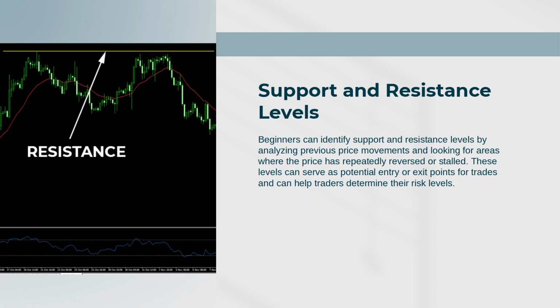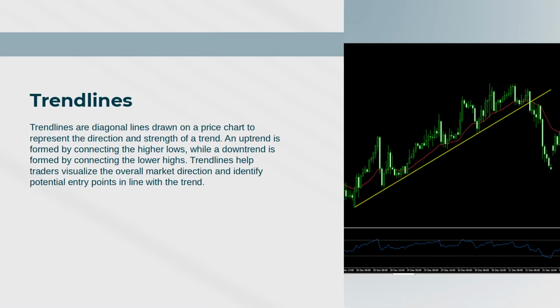Beginners can identify support and resistance levels by analyzing previous price movements and looking for areas where the price has repeatedly reversed or stalled. These levels can serve as potential entry or exit points for trades and can help traders determine their risk levels.